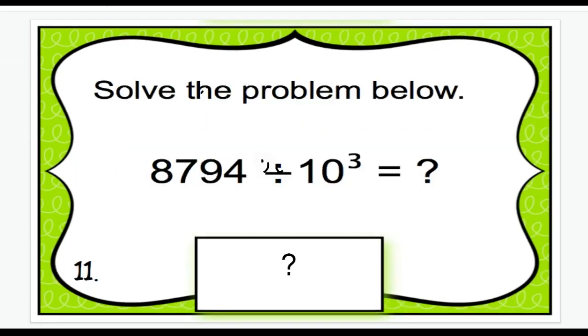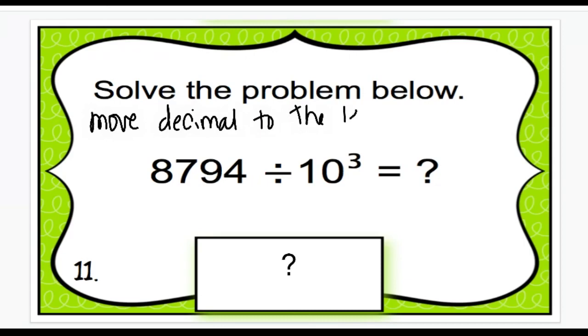We're doing this one. Before, we moved it to the right because we were multiplying, but now we're dividing. So what does that mean? That we move the decimal to the left. How many places? Look at that exponent. 3. 3 places.